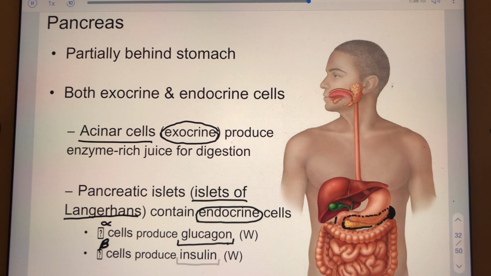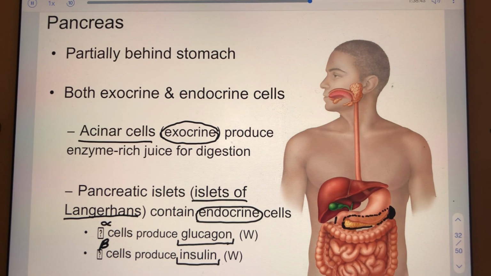Okay, and the job of beta cells is to produce and secrete insulin. Both glucagon and insulin are water-soluble hormones, and both influence glucose metabolism. They just don't influence glucose metabolism in exactly the same way, and therefore they are not great examples of antagonists. They're not true antagonists, okay?